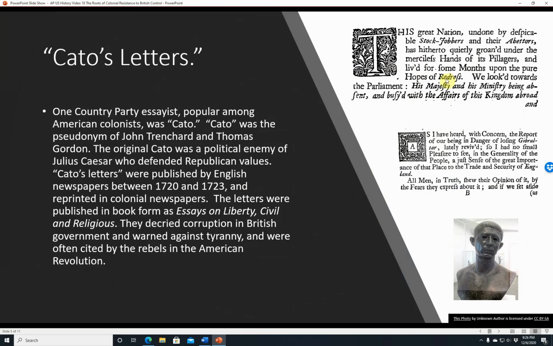from the Cato's letters. So, this great nation, undone by despicable stock jobbers and their abettors, has hitherto quietly groaned under the merciless hands of its pillagers, and lived for some months upon the hopes of redress. We look towards a parliament, his majesty and ministry being absent, and buffeted with the affairs of this kingdom abroad.